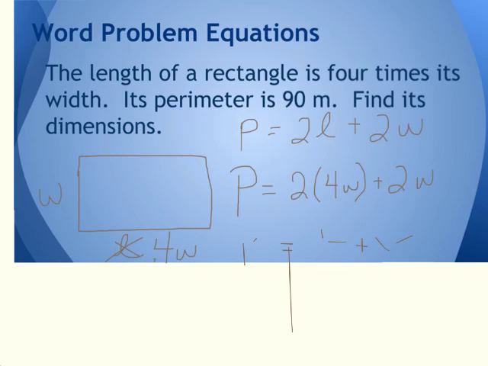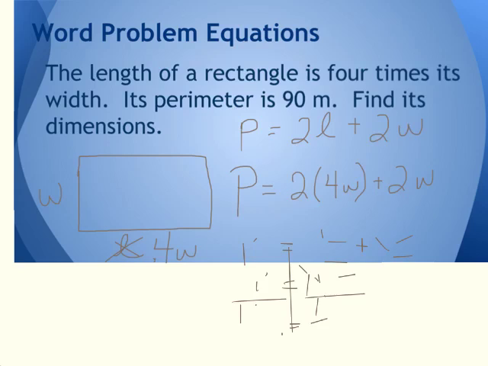Now again, I've got like terms. I'm getting to the point where I'm going to solve this equation, but first I need to combine like terms. 8W plus 2W is 10W equals 90. How am I going to get that W by itself? Divide both sides by 10. And I end up with W equals 9.